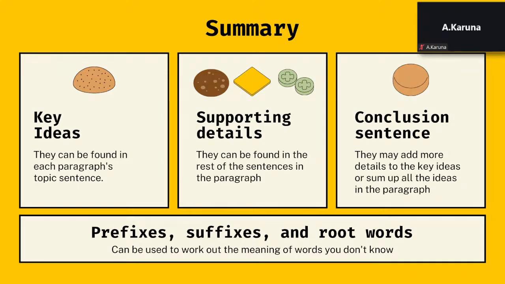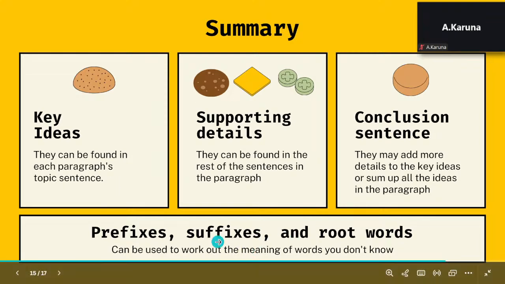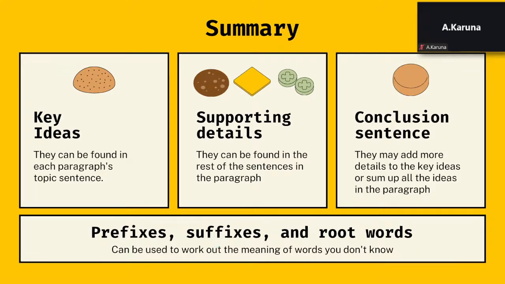So here's the summary we did for our lesson today. First, our key idea. They can be found in each paragraph's topic sentence, and this is the top bun of your burger. Your middle, all the good stuff in your burger, the meat, the cheese, the lettuce, anything else that you put, are your supporting detail paragraphs, and they can be found there to support your key idea. So specific, solid reasons on why you think your key idea. And then at the end, you have your conclusion sentence.